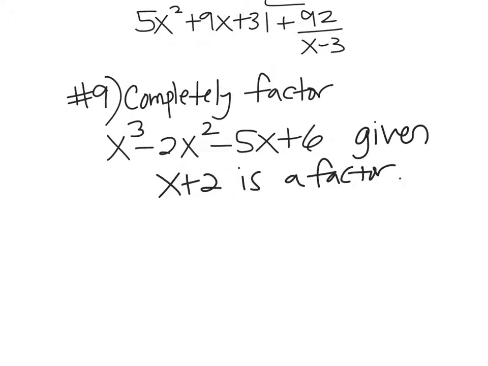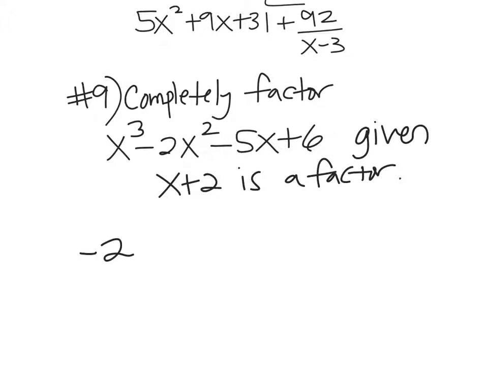This is a 3rd degree polynomial, okay? This 3rd degree polynomial is going to factor into 3 factors because it has 3 zeros. And we're given one of the factors and we have to find the other 2. So this is what we're going to do. We're going to take x plus 2 and divide it into here to get rid of that factor and get it down to something that's manageable.